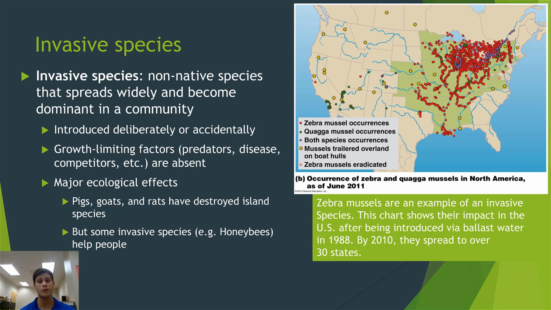We've seen this with pigs, goats, and rats, which have destroyed island species that they were introduced into. And then other organisms, such as zebra mussels, are a great example of what happens when an aquatic invasive species takes over our rivers and our lakes. These can have huge ramifications for the ecosystems that these invasive species are invaded into, and in some cases, it can actually cause the ecosystem to collapse.